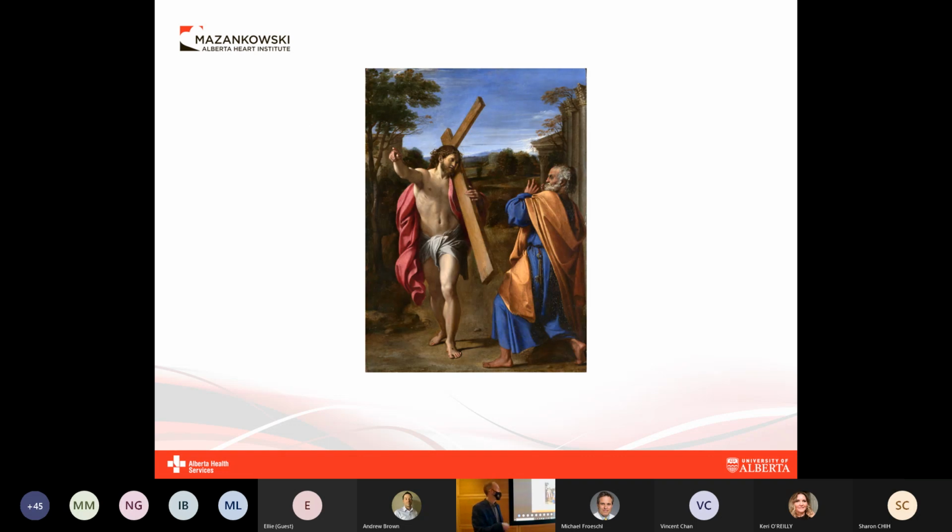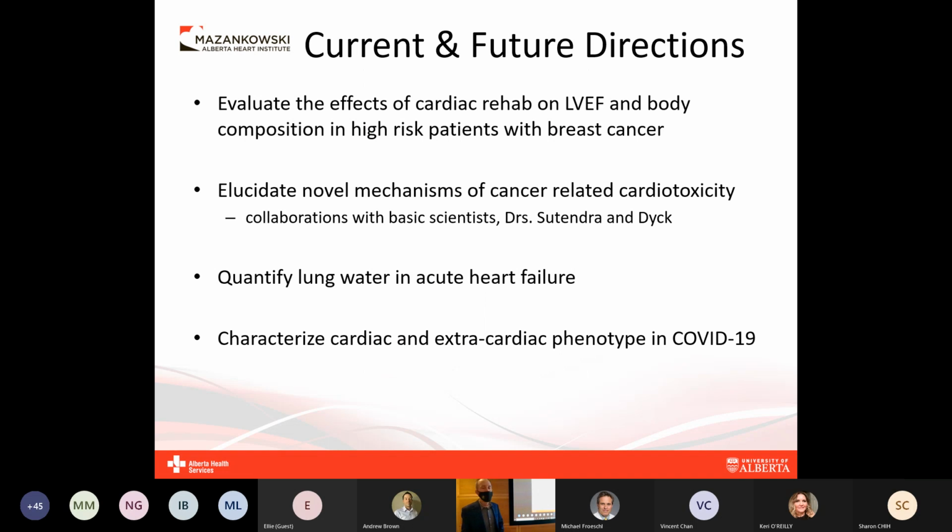So what direction are we going now, or at least in my program? I can tell you about some of the things that I'm working on or interested in. We just completed a study evaluating the effects of cardiac rehab in patients with breast cancer, looking at potential mitigating effects on a drop in LV function, as well as the effects on body composition. This is a study we recently finished. And then we also are trying to elucidate some novel mechanisms of cancer-related cardiotoxicity, and I'm working with two basic scientists at the U of A on this.